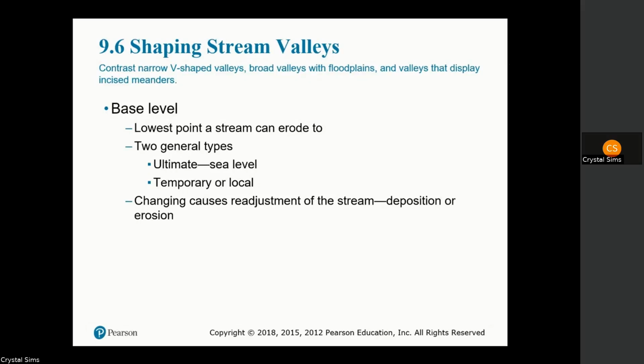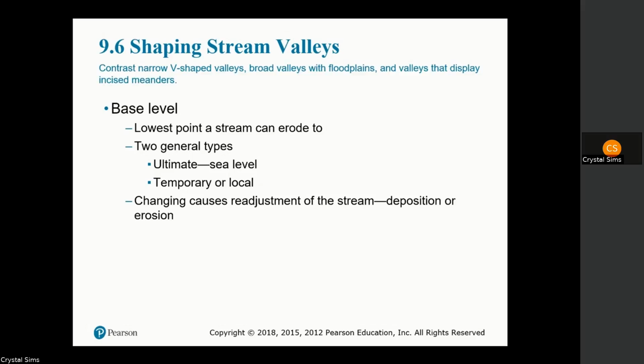So the base level is the lowest point that a stream can erode to. So as a stream goes through its channel, it can't just endlessly erode the channel deeper and deeper and deeper. There is a limit, and that's called base level. Base level is the lowest elevation that a stream can erode its channel, and this is the level where the mouth either encounters the ocean, lake, or another stream, and that's considered the ultimate base level.